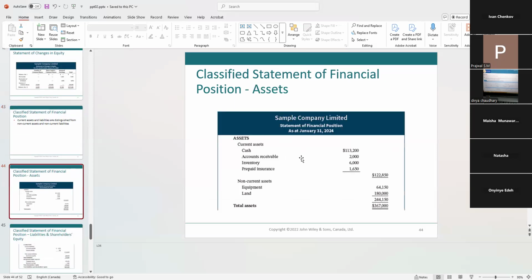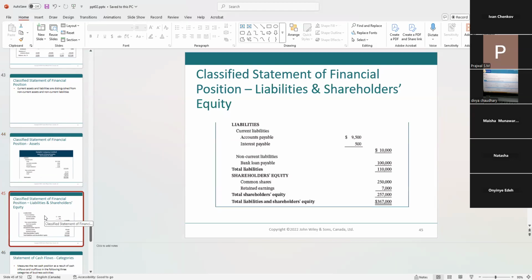Once we do that, we have to prepare our statement of financial position or the balance sheet, which is going to look like this. Okay, we're going to have assets. Now we're going to split the assets into current assets and non-current assets. Current assets will be cash, accounts receivable, inventory, prepaid insurance. Equipment and land will be non-current or long-term assets. We're going to see the total assets.